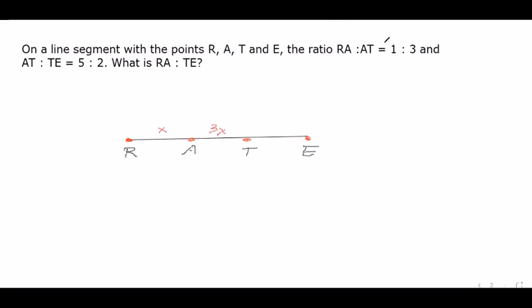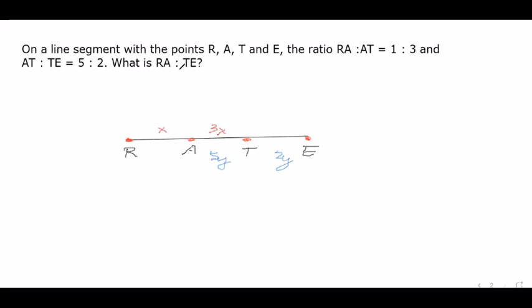In the same way, AT to TE is 5:2. Now this time it's 5:2, but what you do is make it 5y and 2y, right? It's 5 times some number, we don't know what it is, but we can call it y, and that will be the actual value of this thing. Okay, so what does this mean now?